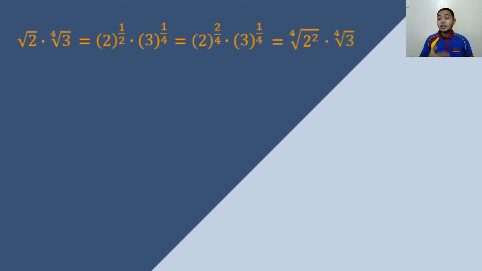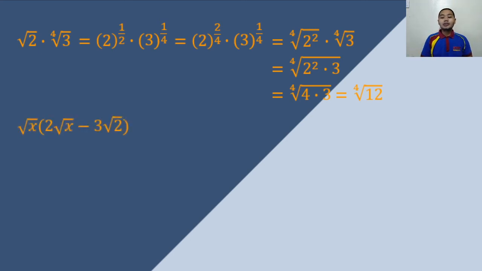Next, since parehas na yung index natin, we can just simply multiply yung mga base natin. So, 2 squared, so bali magiging 4th root of 2 squared times 3. So, 2 squared times 3, that is 4 times 3, which will give us the 4th root of 12.